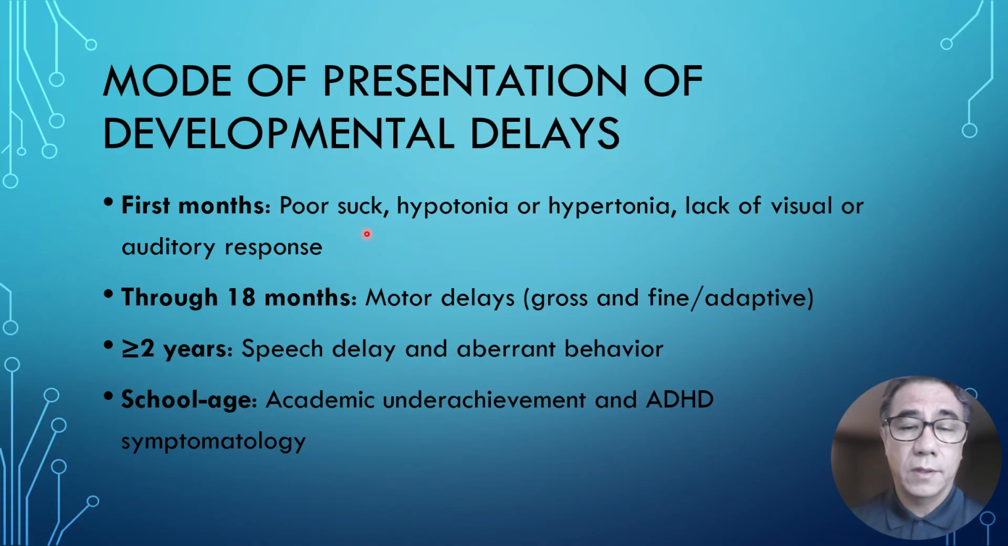During the first few months of life, the usual mode of presentation of developmental delay would be poor suck, abnormalities in tone, lack of visual or auditory response, motor delay, speech delay, aberrant behavior, academic underachievement, and ADHD symptomatology. And the big thing nowadays would be problems with speech delay and aberrant behavior. And this is commonly seen in patients with autism spectrum disorder.